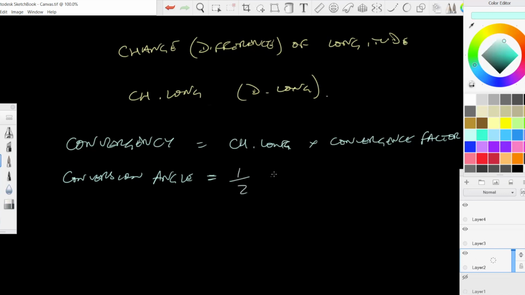And in fact, it's given to us as half convergency in the learning objective. I'm going to call it half Chalong times sine mean lat. Now, as I said, that's actually half Earth convergency. There is a slightly confusing thing in that they use a pseudo conversion angle. As I said, conversion angle is the angle between a rhumb line and a great circle.